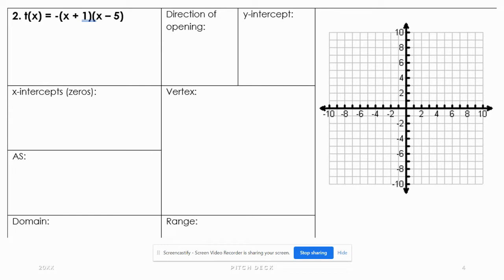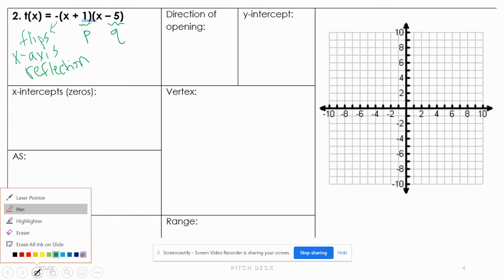Number 2. So this negative on the outside flips our graph, which is an x-axis reflection. We have P and Q.